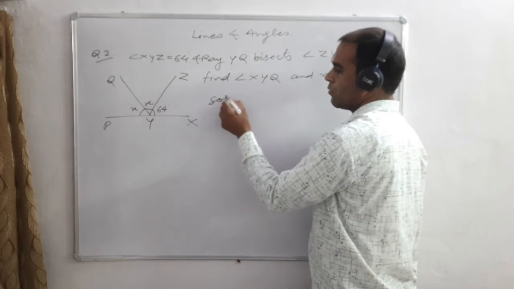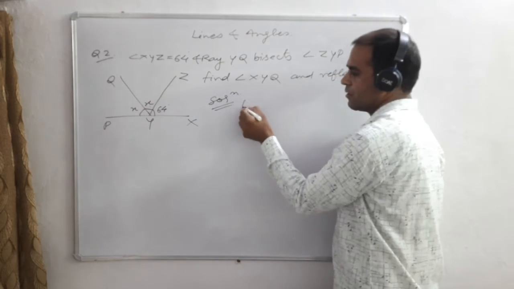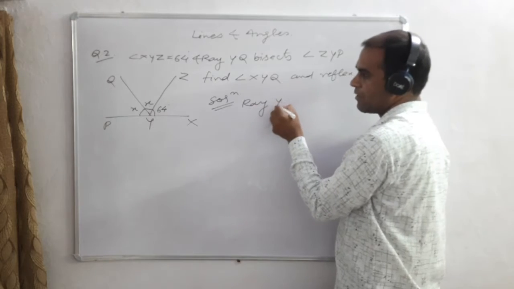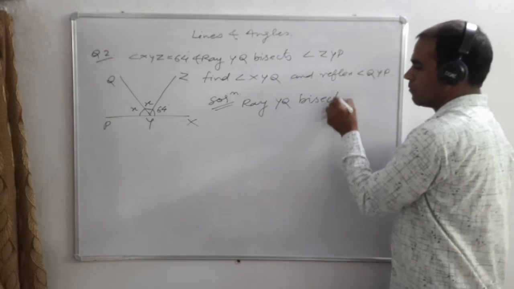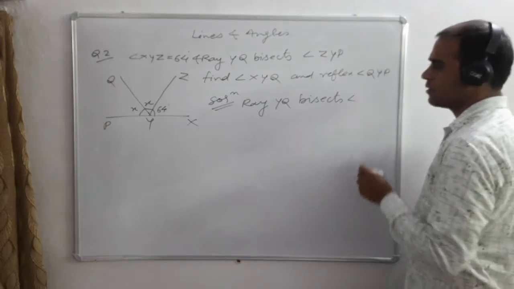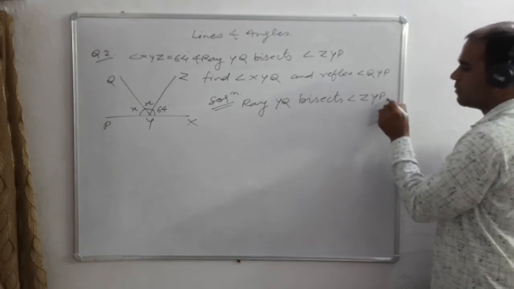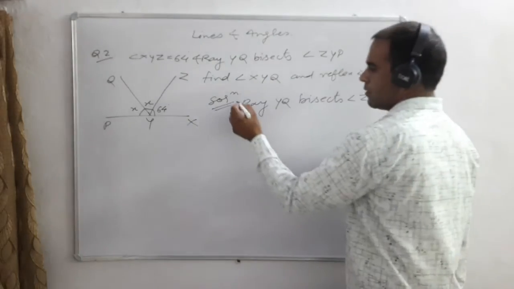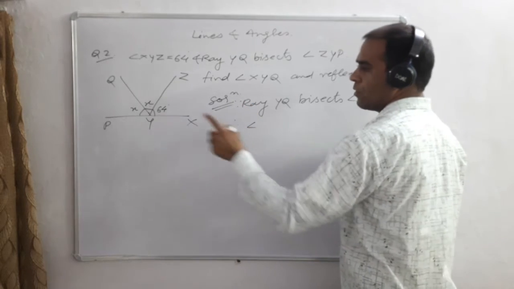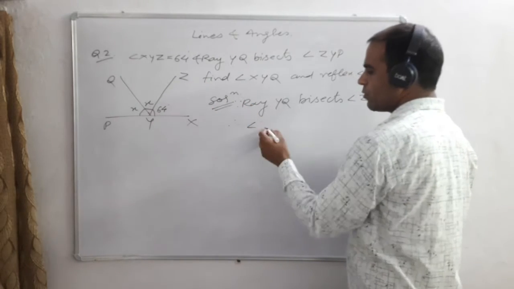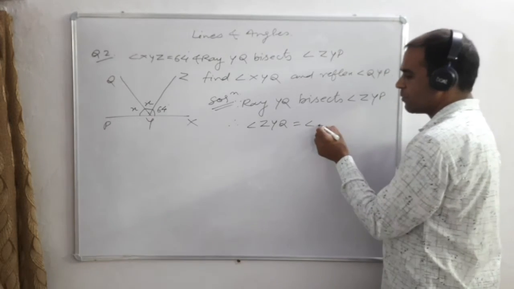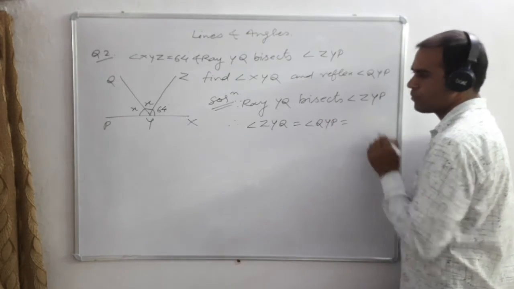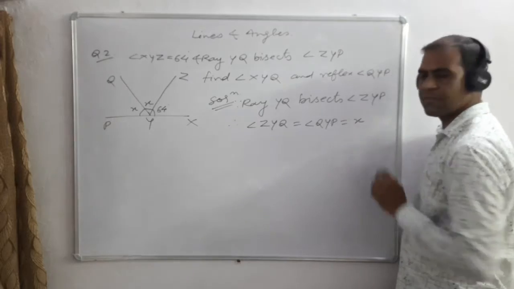So first of all, we will start from this. Ray YQ bisects angle ZYP. Therefore, angle ZYQ equals angle QYP. Both are equal and both are equivalent to x.